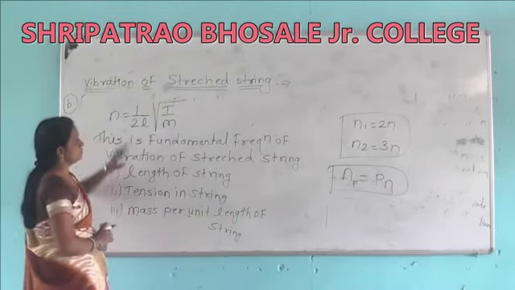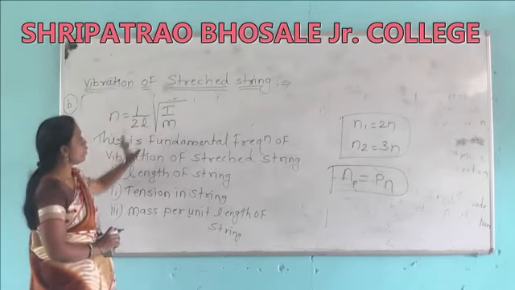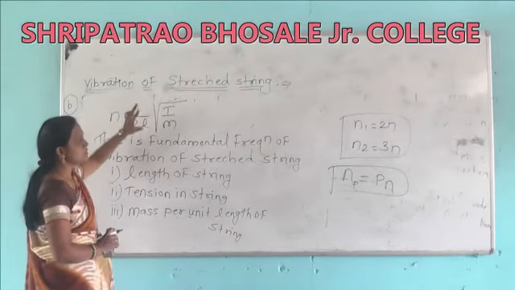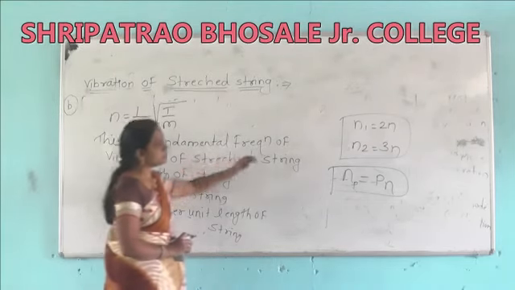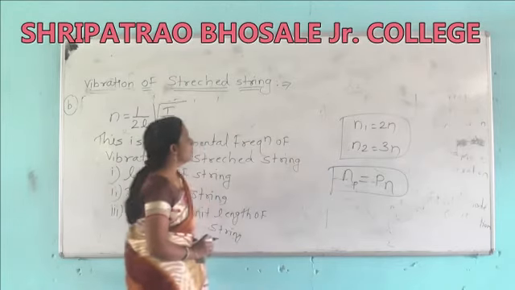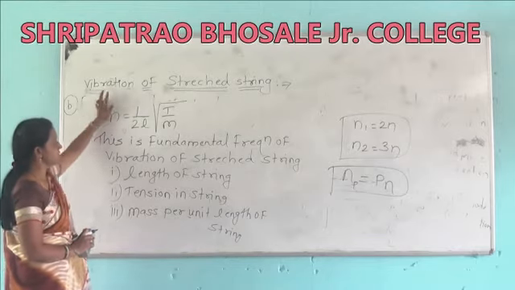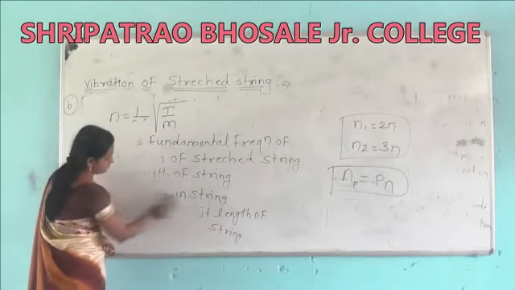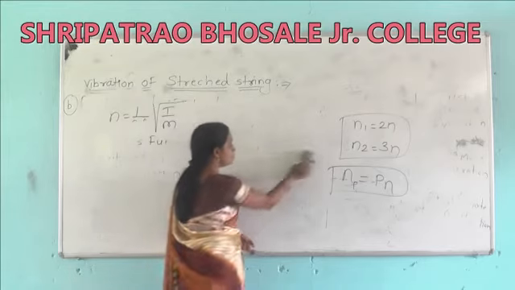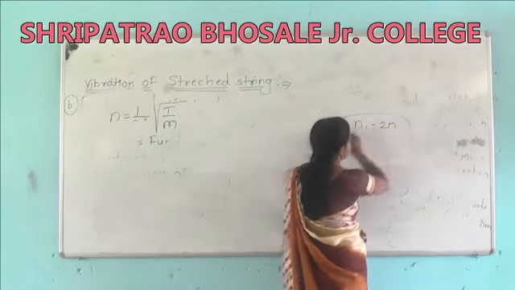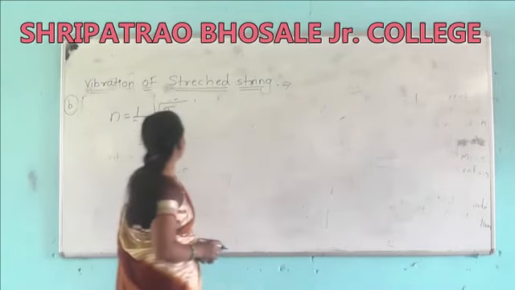Then after that, from this formula we can discuss the laws of vibrating string. When the string is plucked at the middle point, three loops are formed. This is about the frequency of vibration of the string. In this case, remember the fundamental frequency is N equal to 1 divided by 2L square root of T by M.